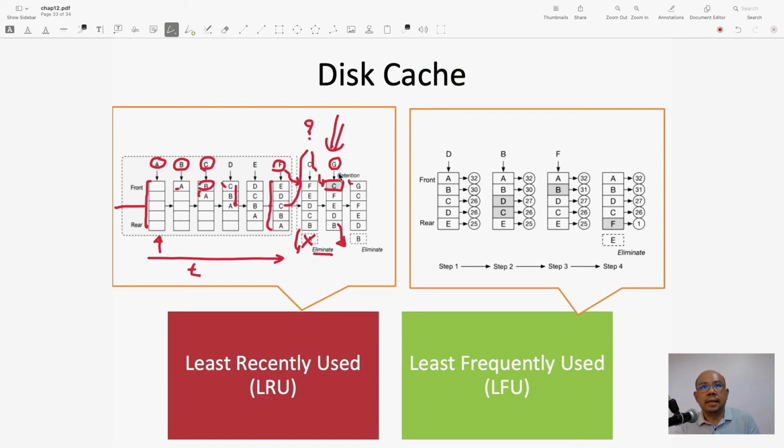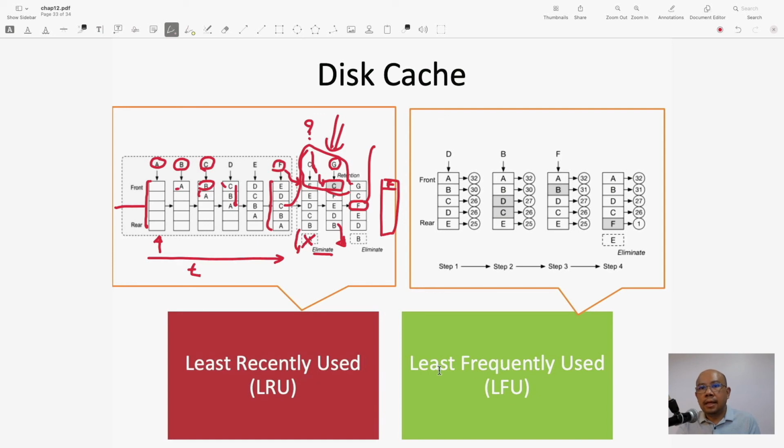Here at this point, in least recently used, when I use, for example, F, the list will change, with F moved here. This is the technique of least recently used.